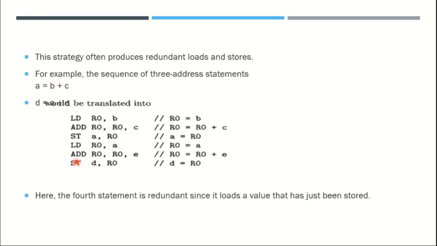Then immediately we are storing the A value into R0 again. Just now we stored the A value into the R0 register, and again we are repeating that particular instruction. So this type of redundant instruction allocation can occur in this type of execution. This is one problem.